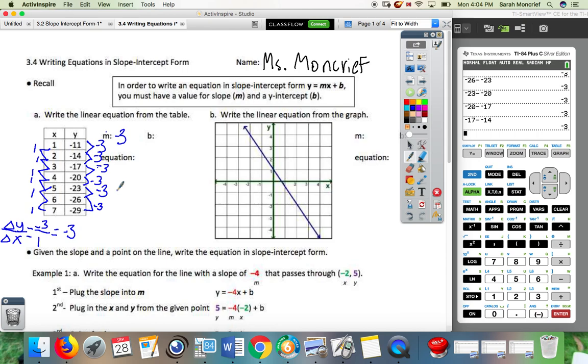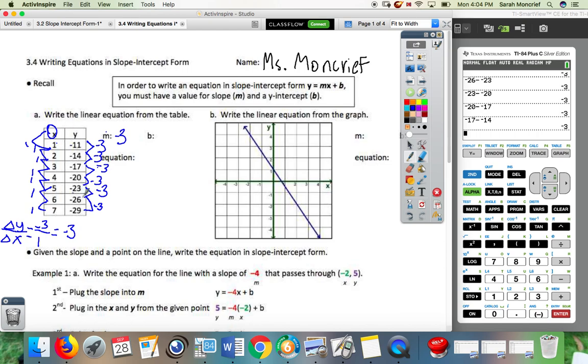Now we need to find b. B is my y-intercept, or when my x is 0. Hopefully you're looking at this table and saying, oh my gosh, there is no 0 in the x values. So that means I have to work backwards and get my 0. Let's start on the x side so we know how many times we have to work backwards. Looking at x, we take my 1 and subtract the change. What is 1 minus 1? You guessed it, that is 0.